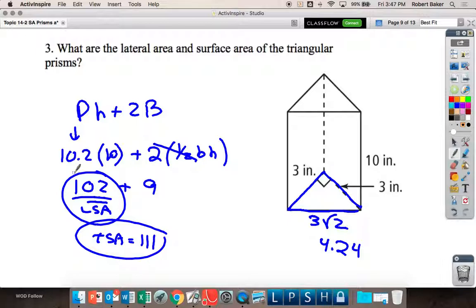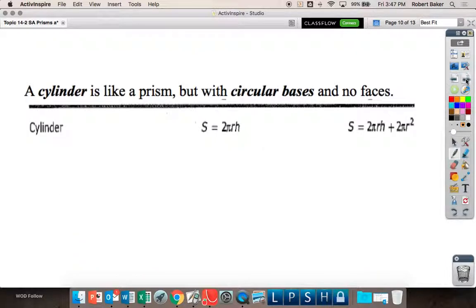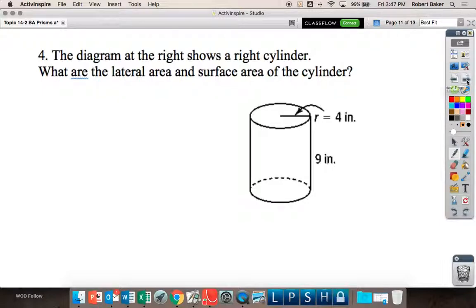Now we get to the last one, which I think is the easiest one. This is the easiest one we're going to do, I think, maybe. You guys are going to see the formula and hate it. I showed it to you earlier. Now we're going to attempt to find the lateral and total surface area of a cylinder.